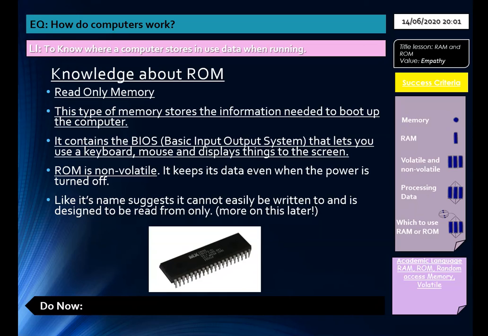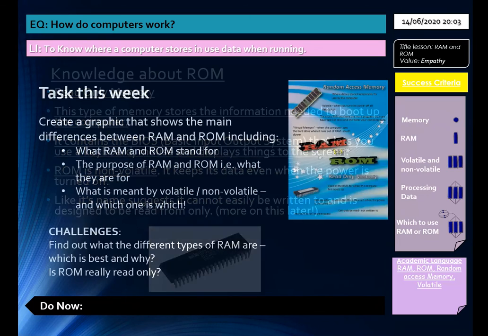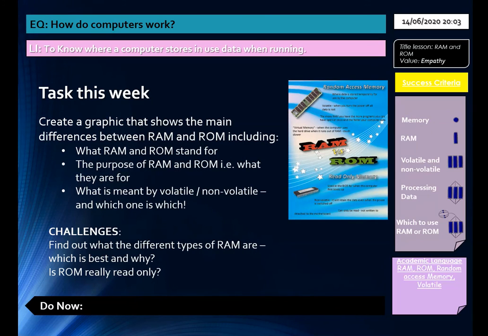So with those two forms of primary storage, RAM and ROM, and you've just heard some basic knowledge about both, this week's task, I want you to create a graphic that shows the main differences between RAM and ROM. Now these are the things you need to include. What RAM and ROM stand for, the purpose of RAM and ROM, i.e. what they are for, what is meant by volatile and non-volatile, and which one is which. So is RAM volatile or non-volatile, and is ROM volatile or non-volatile?